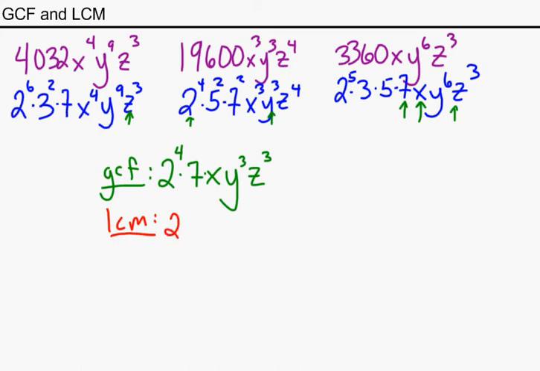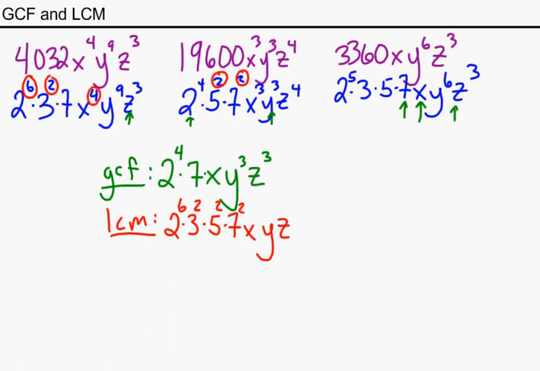For the LCM, I go through and play I Spy. So I see a 2, a 3, a 5, a 7, an x, a y, and a z. Those are all the different terms I see. And then start picking out the highest powers. Highest power on 2 is a 6. Highest power on 3 is a 2, which is the only power on a 3. Highest power on 5 is also a 2. Highest power on 7 is a 2.